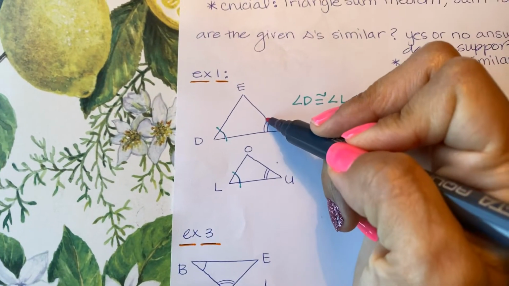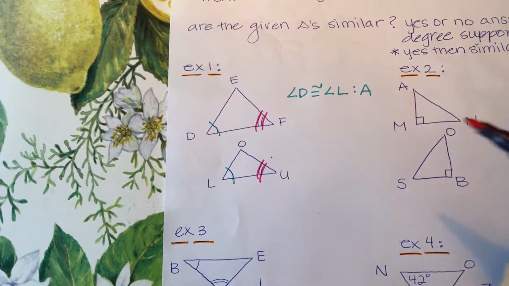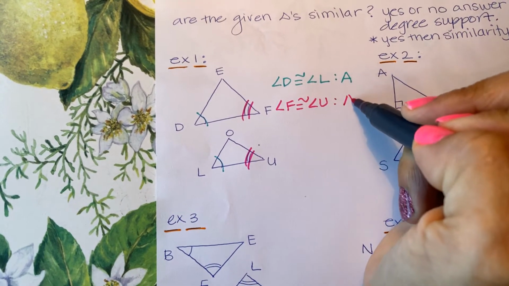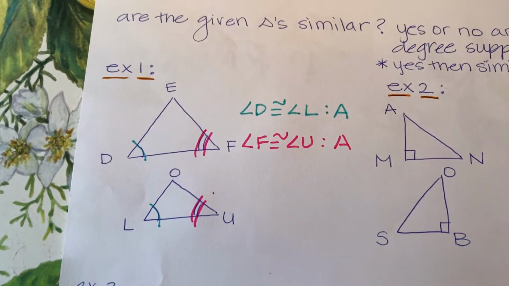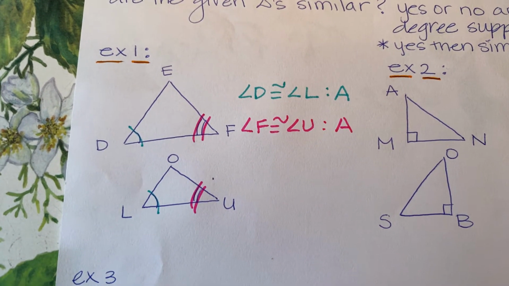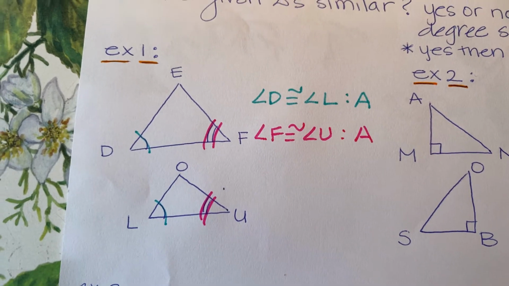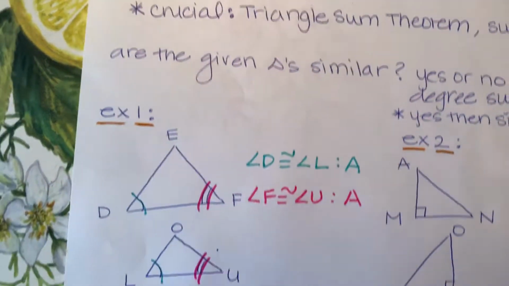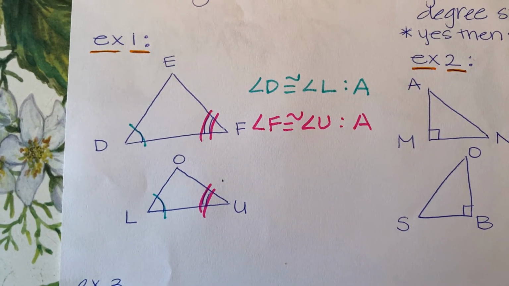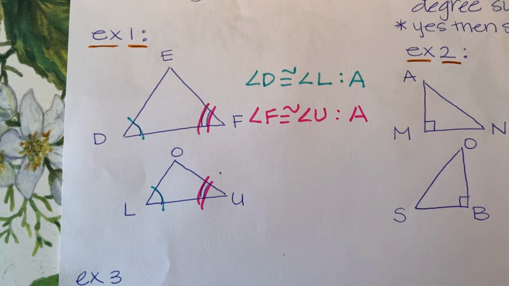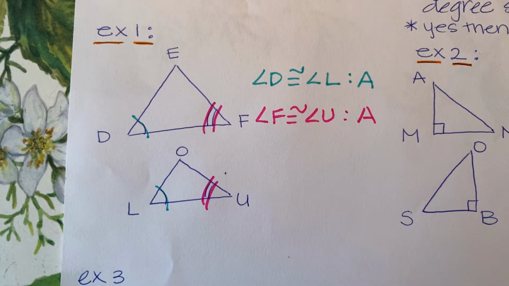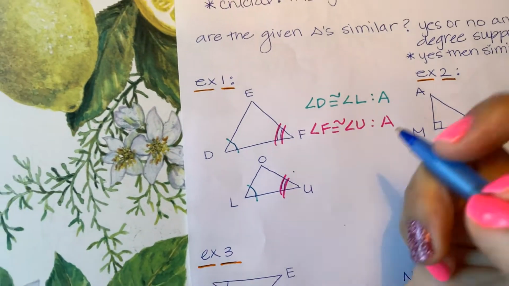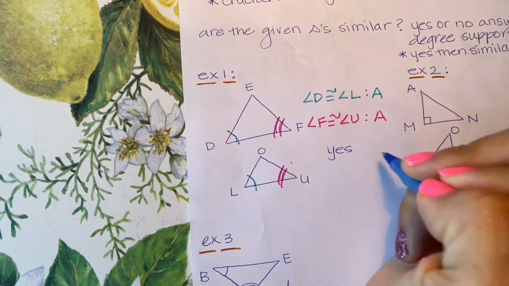Now I have two arcs. So angle F is congruent to angle U, and that gives me my second A, because I have a pair of congruent angles. Well, the lesson is angle, angle. If you can prove two angles are congruent in two different triangles, you prove similarity between the two triangles, meaning there is a proportion between them. So that's it. This is a yes. They are similar.